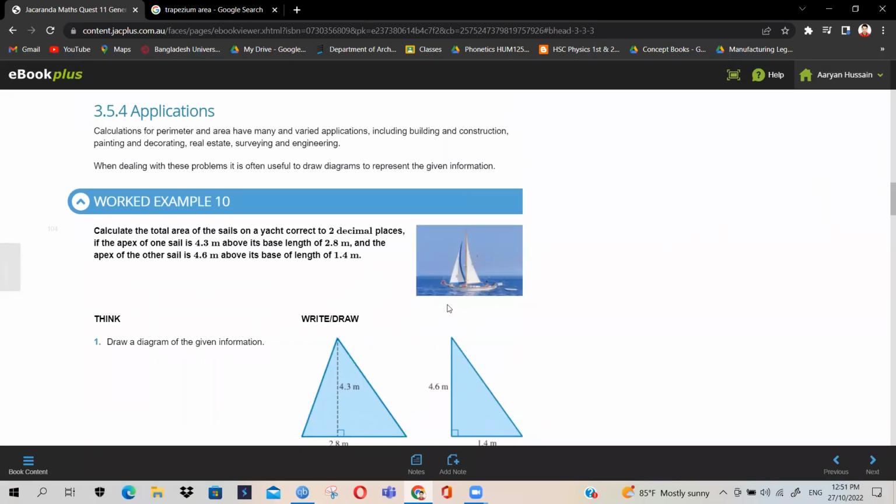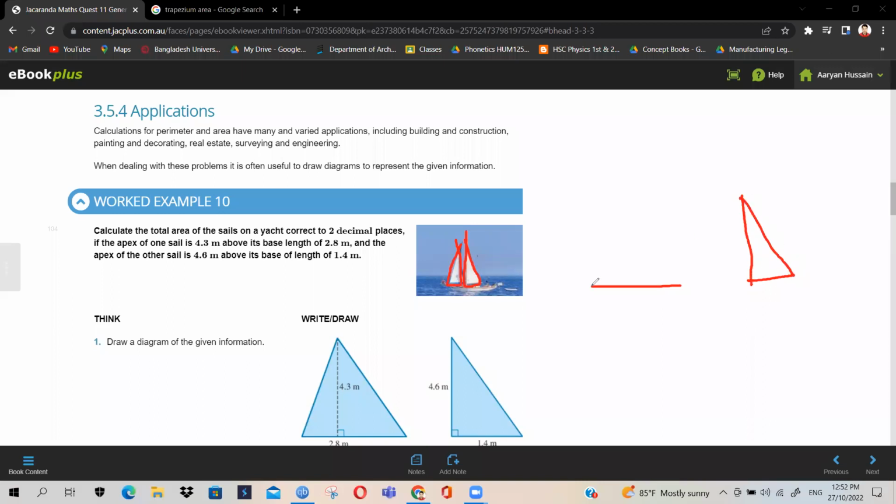All right, so what they're trying to say is, consider a triangle, this is one particular triangle, and this is another particular triangle. Consider a boat, you are sailing in a boat. Now, the base length of one yacht sail is 2.8 meters. In another case, it is 1.4 meters.